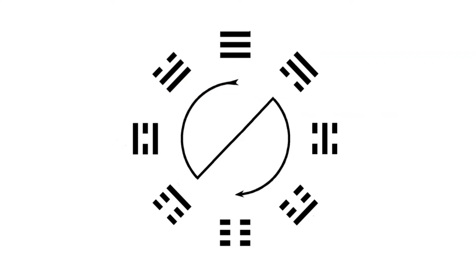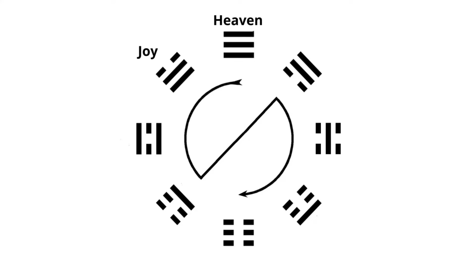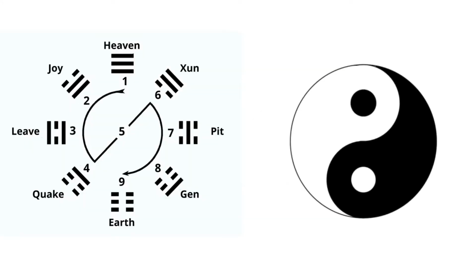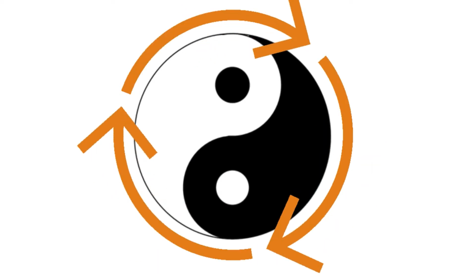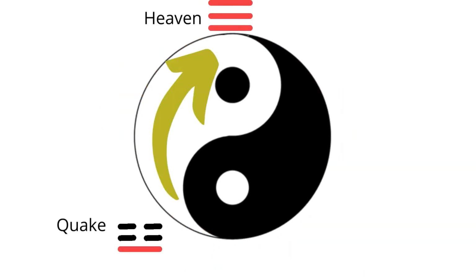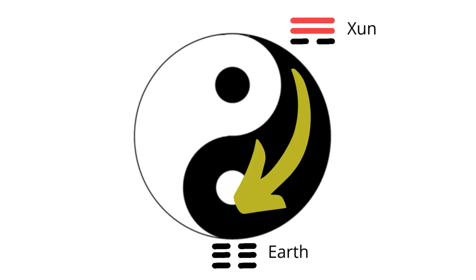Back to Fuxi's circular model of our universe. The order of sequence is heaven, joy, leave, quake, sun, pit, gen, earth. By pinning the numbers according to these sequences, a latent Tai Chi diagram appears. Tai Chi diagram is the most seen diagram in the Book of Change. Its dynamic movement is clockwise, which makes yang begin at quake and reach its utmost at heaven, while yin begins at sun and reaches its utmost at earth.